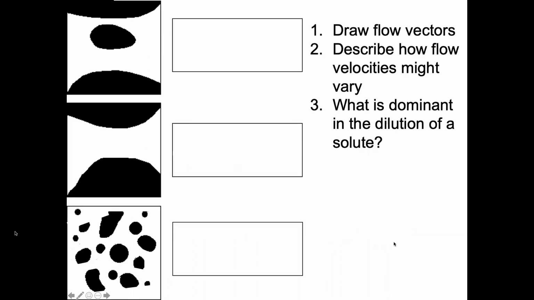So go ahead and take a minute and just think about the factors that are going to be governing flow in our systems. Go ahead and draw on some flow vectors, and then describe how those velocities might vary. How might they change? And what is dominant in the dilution of a solute?